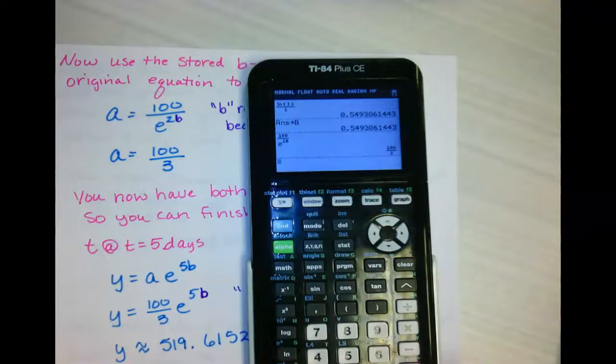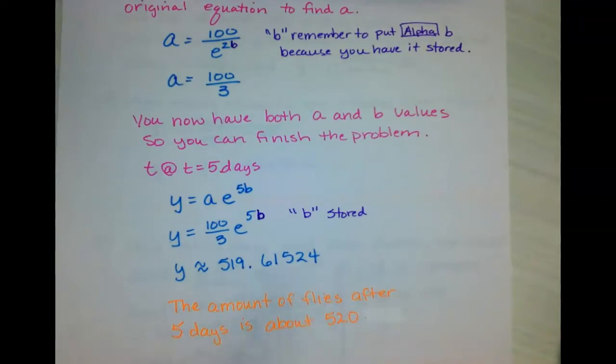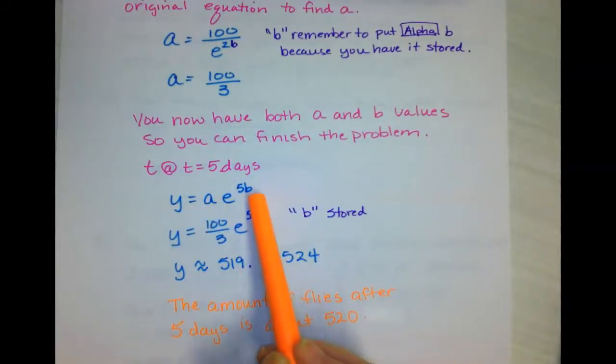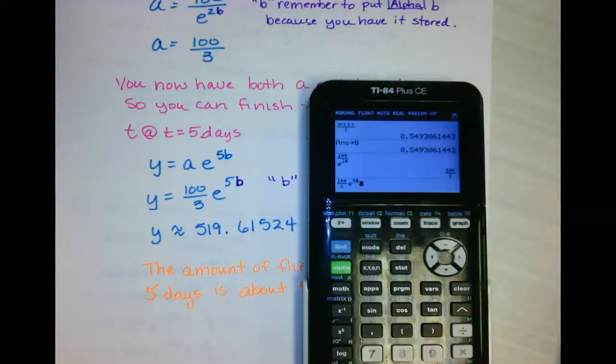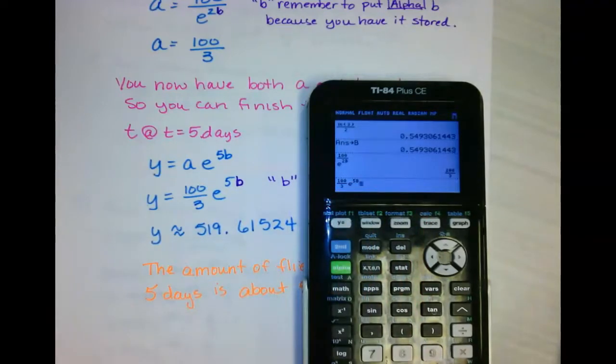So then I can go back to my basic exponential growth model using the information from the problem, which was, after 5 days, how many flies are we going to have? So then I go back to my original model. I just calculated A, that's 100 over 3. I know what b is because I have that stored. So I can go to my calculator and type in y equals 100 over 3 e to the 5b. All right, so I just typed in what we've calculated. There's my A value I calculated in the last step. There's my b value I calculated in the beginning. And that tells me that that's approximately how many flies I have at that time.